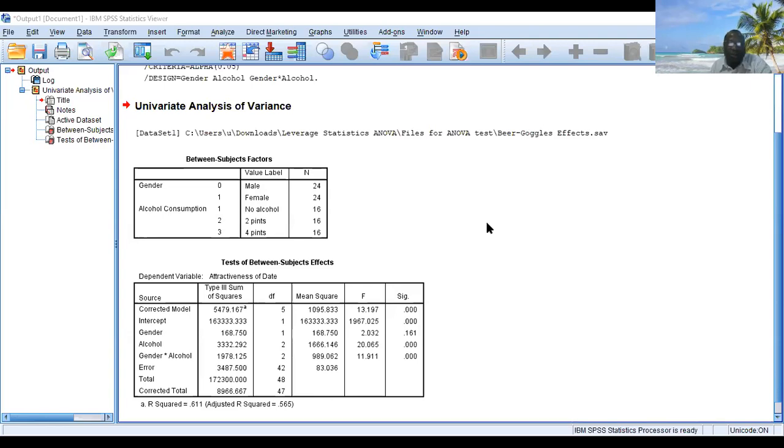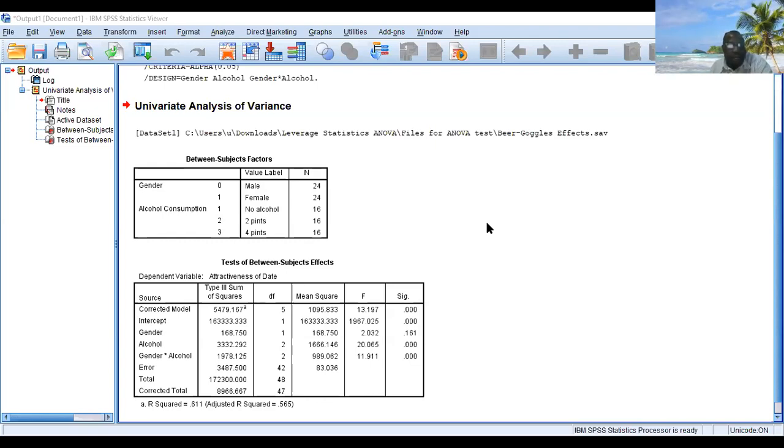That's why the degree of freedom is, can you see, 5, because there are six groups, and groups minus 1 will be 5. It just runs as if it's a one-way analysis, as if they are six groups. Now, when you look at the effect of gender, if you remember, this is the model we calculated.